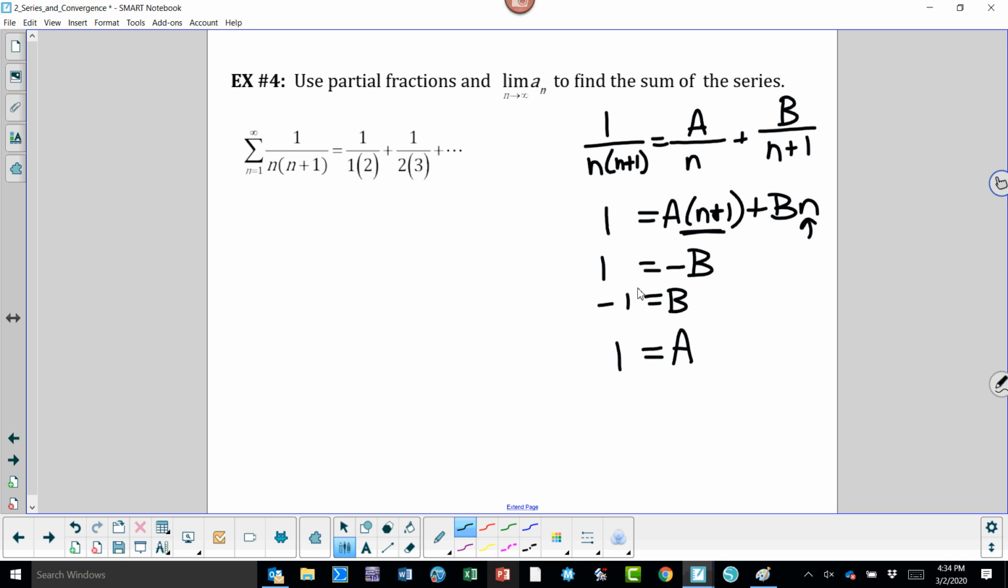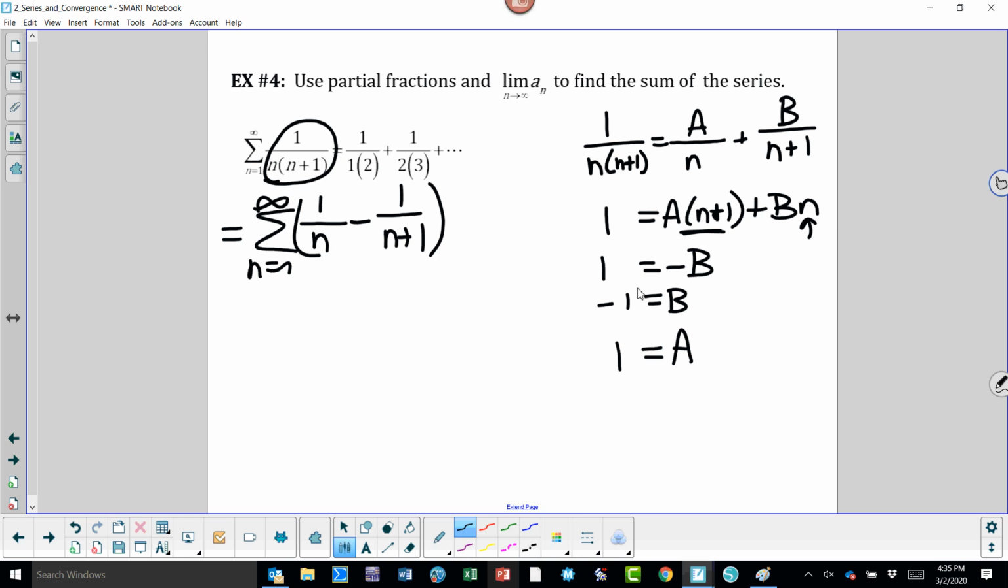So what that does is it gives us, for this series, we actually can rewrite it as 1 over n minus 1 over n plus 1, because we know that this is the same as 1 over n minus 1 over n plus 1. Now, let's write out some terms and see what happens, and this is where it gets kind of cool. So we're going to go ahead and plug in, starting with 1. So if we start with 1, we'll have 1 over 1 minus 1 over 2.